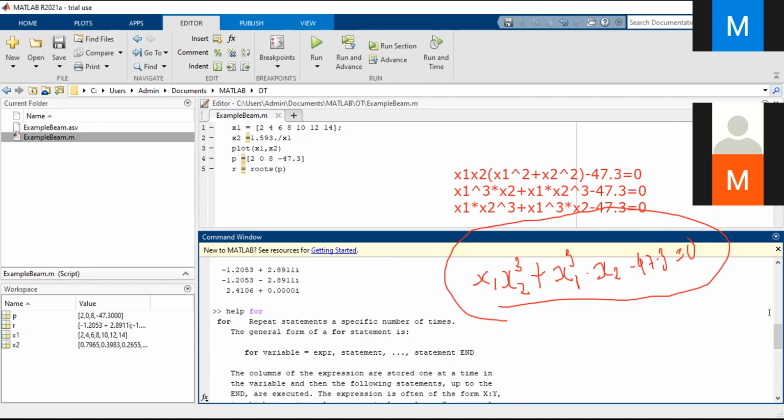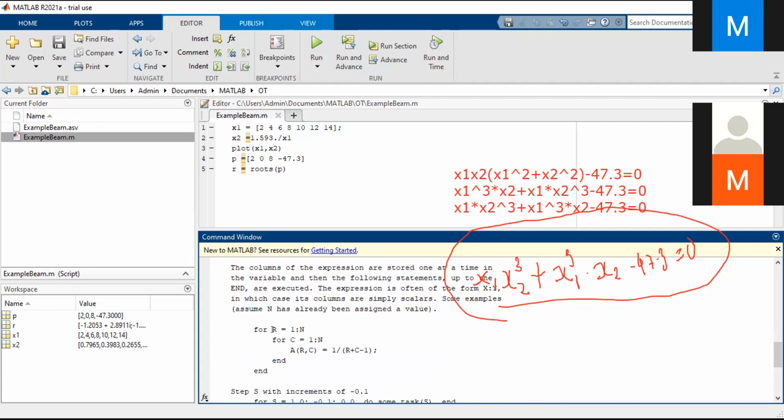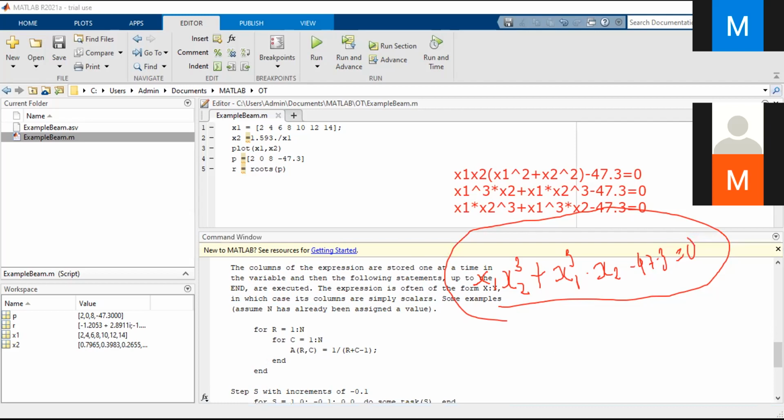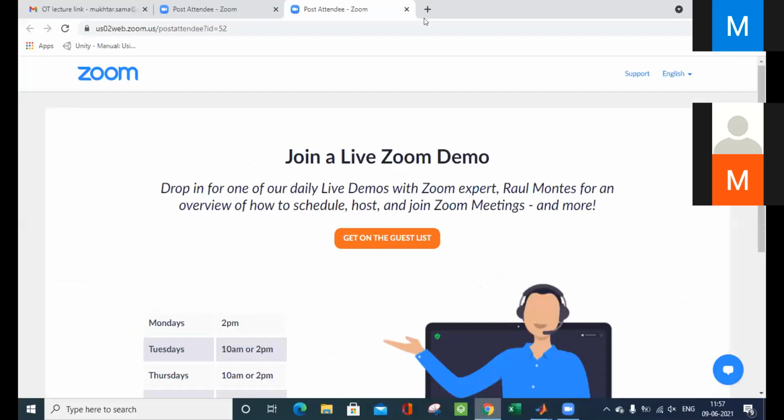So here you can see that for r is equal to 1 to n, for c is equal to 1 to n, a of r comma c is equal to 1 upon r plus c plus 1. Okay, so here there will always be an increment of 1. Let me just use Google. So it will give us a clearer picture regarding the for loop.